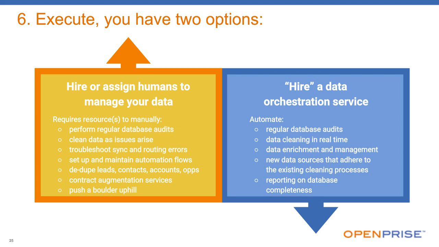Another option might be to hire a data orchestration service, and I say hire in quotations. So essentially, a tool like Openprise automates all of the things that we just talked about, and it does so in real time. That's a big differentiator between if you have a human who can only really prioritize one project at a time versus a tool like this that can do it all. So that means if you bring on an orchestration service, your team won't be wasting time with lengthy audits. They're not going to constantly be cleaning data. They're not going to have to deal with the sync error issues and all the gripes that come from sales about routing and lead quality.